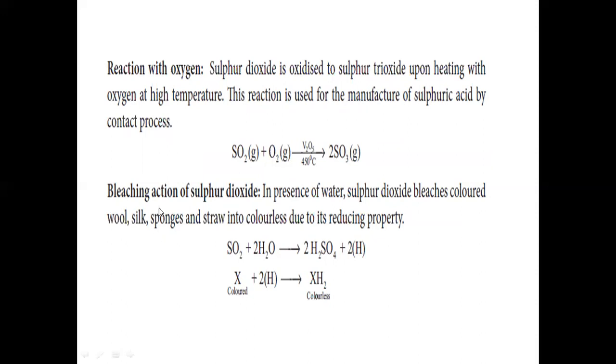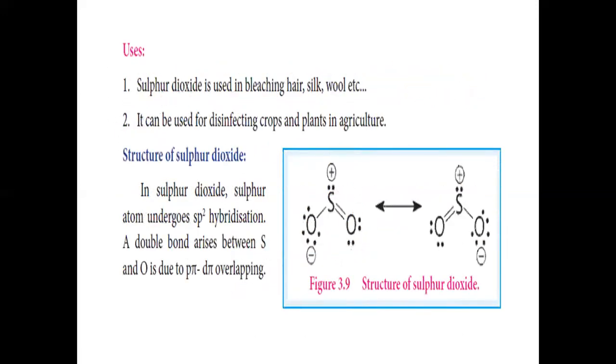Next one is the bleaching action of sulfur dioxide. In the presence of water, sulfur dioxide bleaches colored compounds into colorless compounds. Here SO2 plus water gives sulfuric acid plus 2 nascent hydrogen. This changes the colored compound into the colorless compound. Next one is uses. Sulfur dioxide is used in bleaching hair, silk, wool, etc. It can be used for disinfecting crops and plants in agriculture.